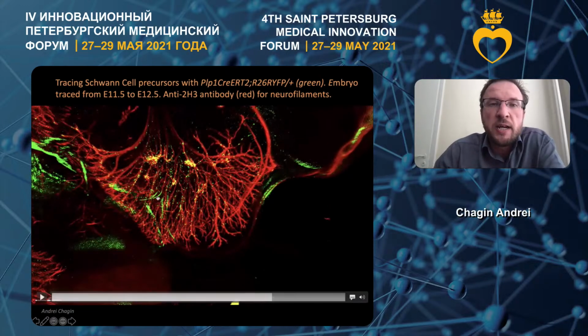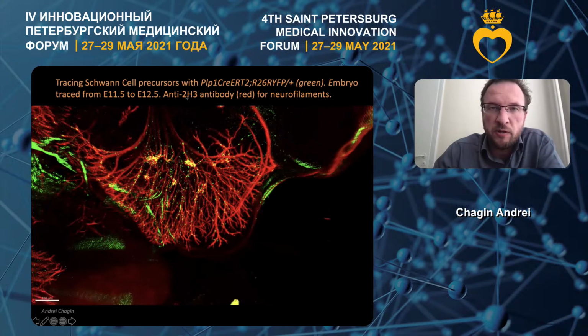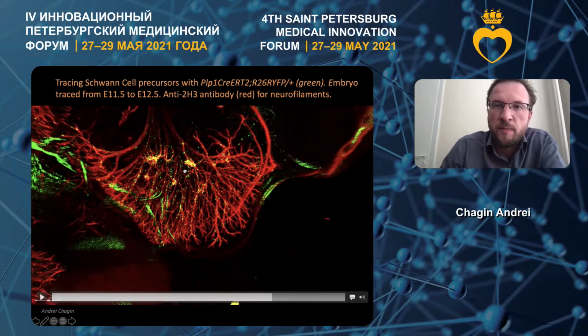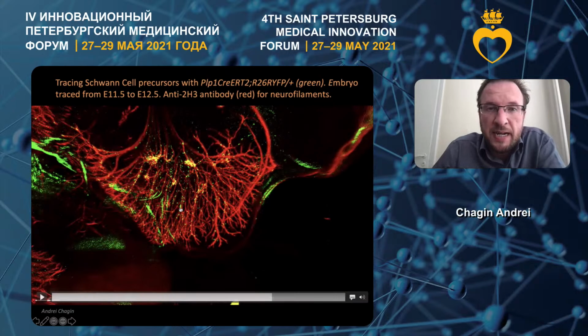And we can see the Schwann cell precursors as green cells located along the nerves, and the nerves are stained by immunohistochemistry with a 2H3 antibody. So you can see nicely how these Schwann cell precursors are localized along the nerve fibers.